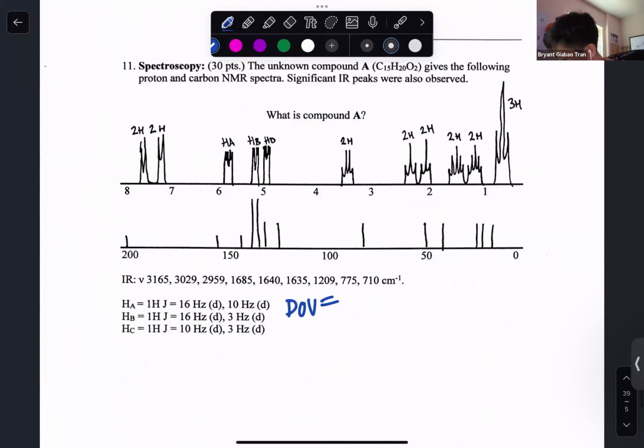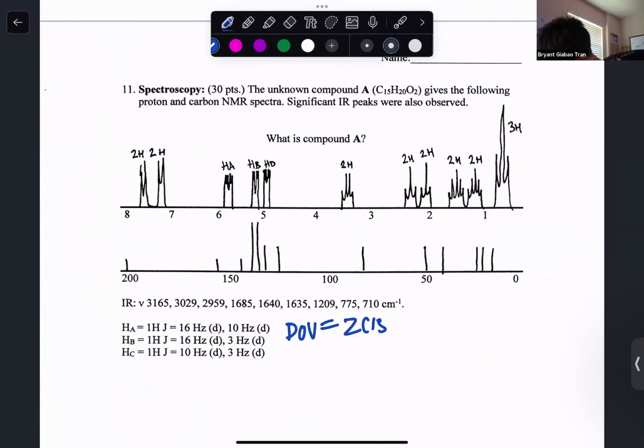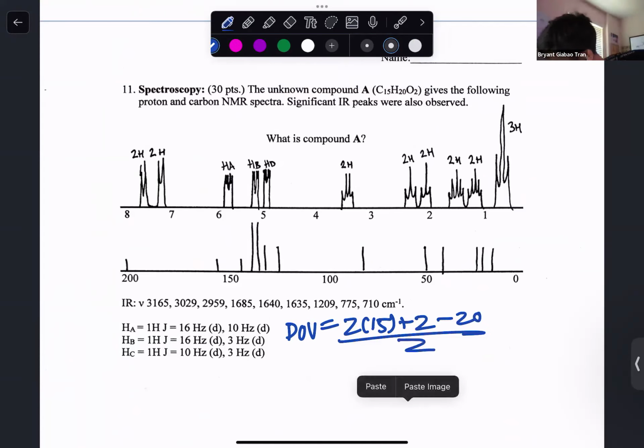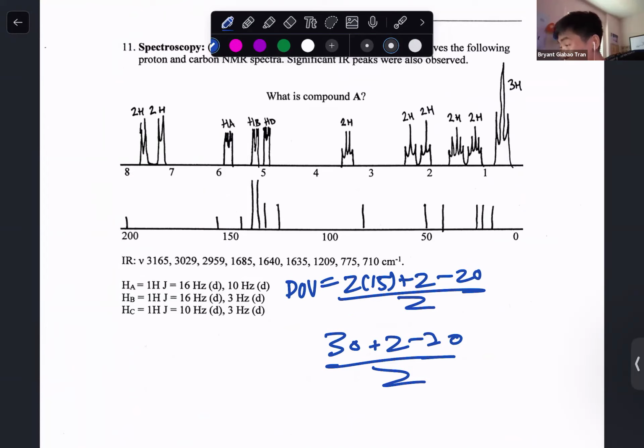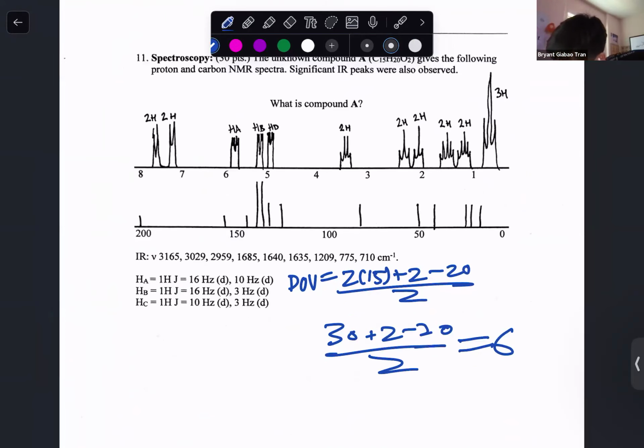Okay. 2 times 15 plus 2 minus 20, all over 2. That's going to be 30 plus 2 minus 20, all over 2. 32 minus 20. That's 12. 12 divided by 2 is 6. 6 DOU. Right? And if we have 6 DOU, I'm going to assume that we have a benzene ring.